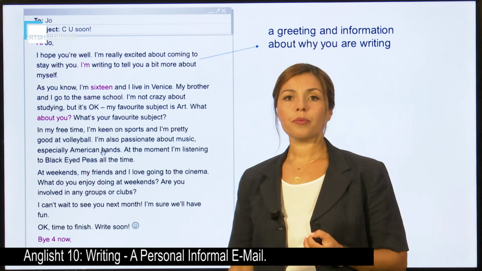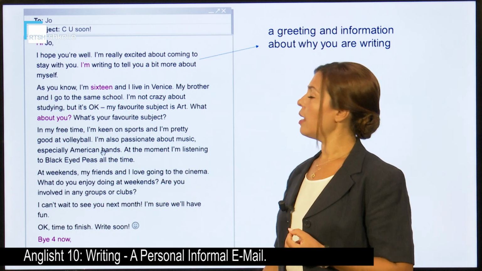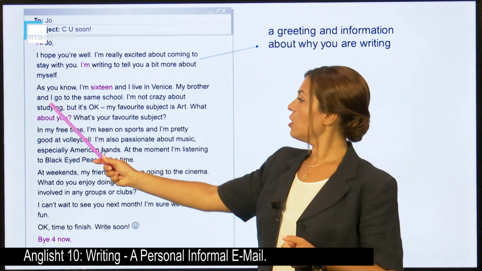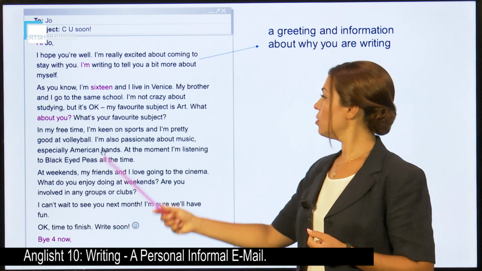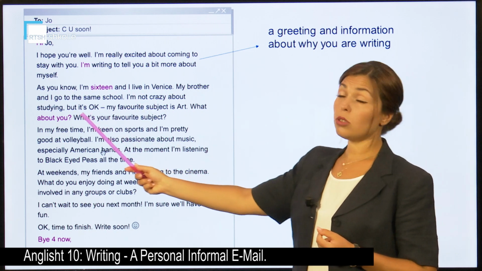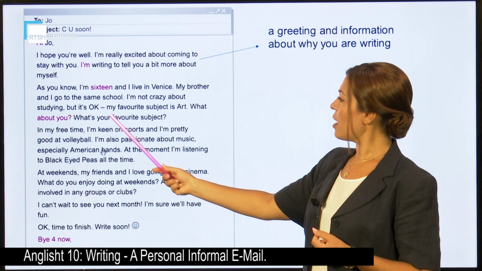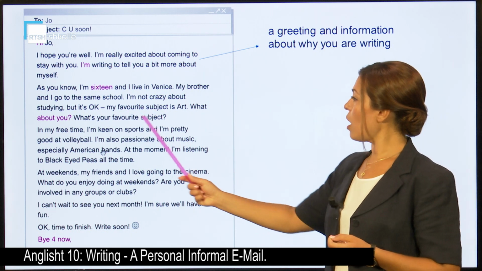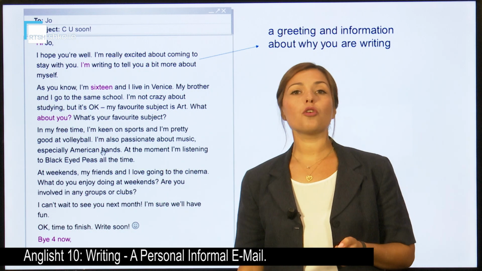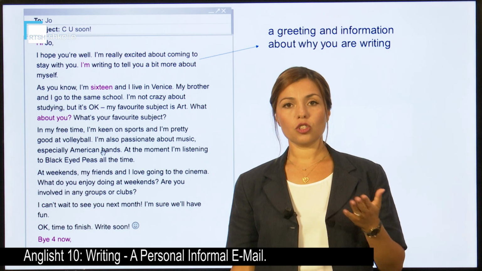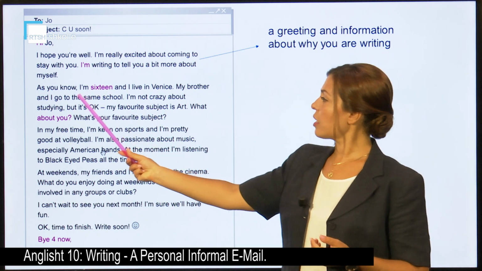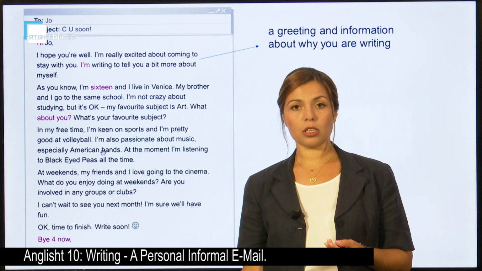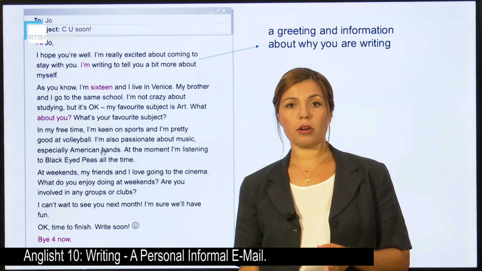As you know, I am 16 and I live in Venice. My brother and I go to the same school. I'm not crazy about studying, but it's okay. My favorite subject is art. What about you? What is your favorite subject? So, take a look at the second paragraph. What kind of information is given in the second paragraph?